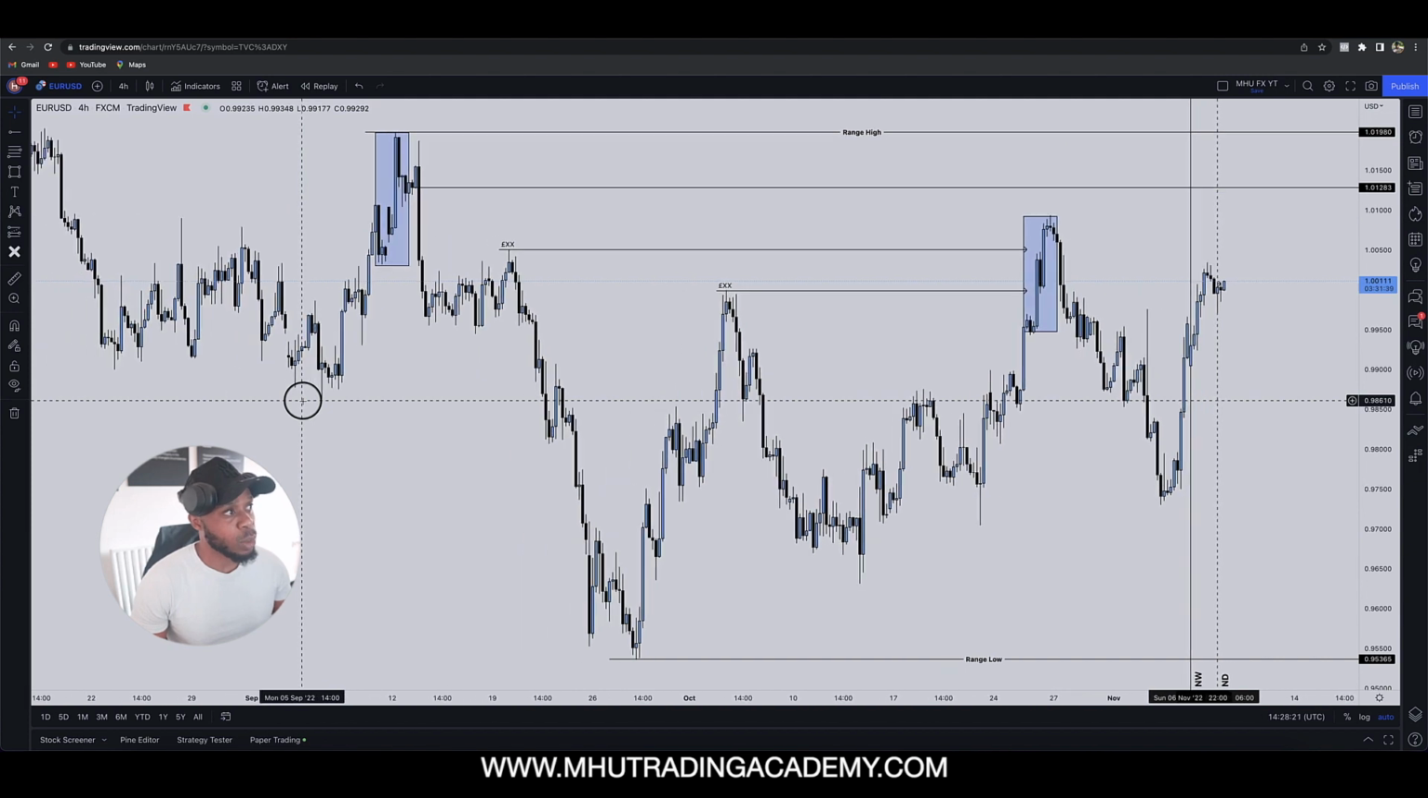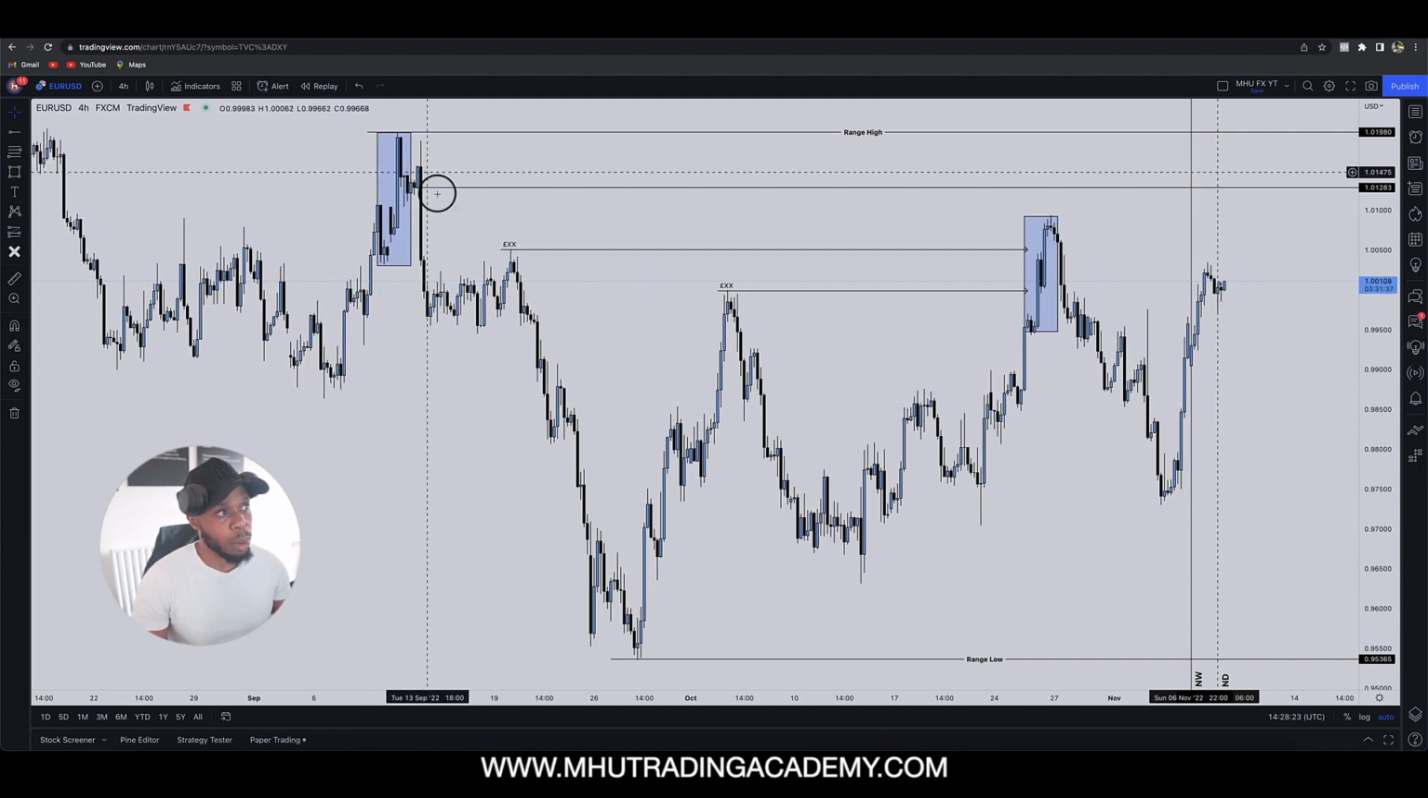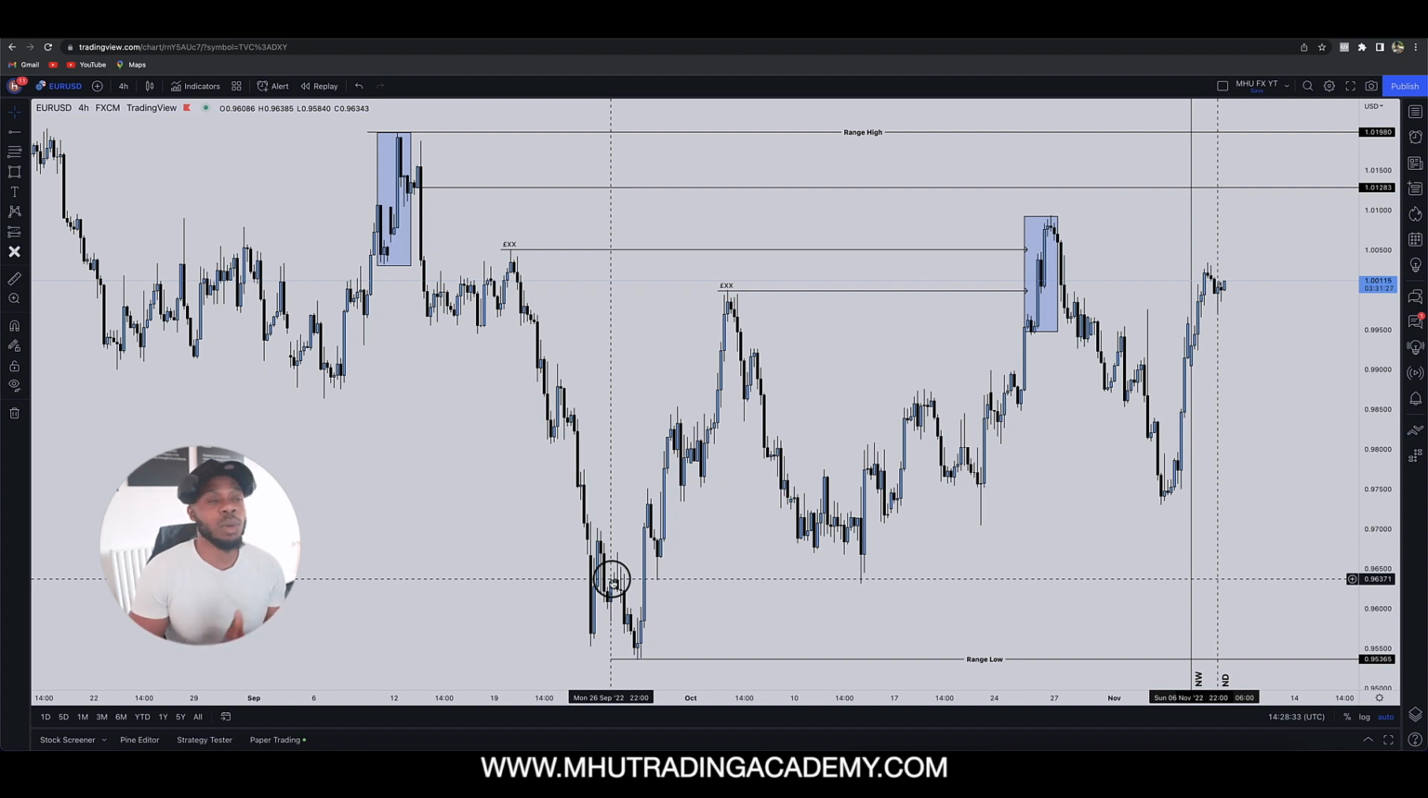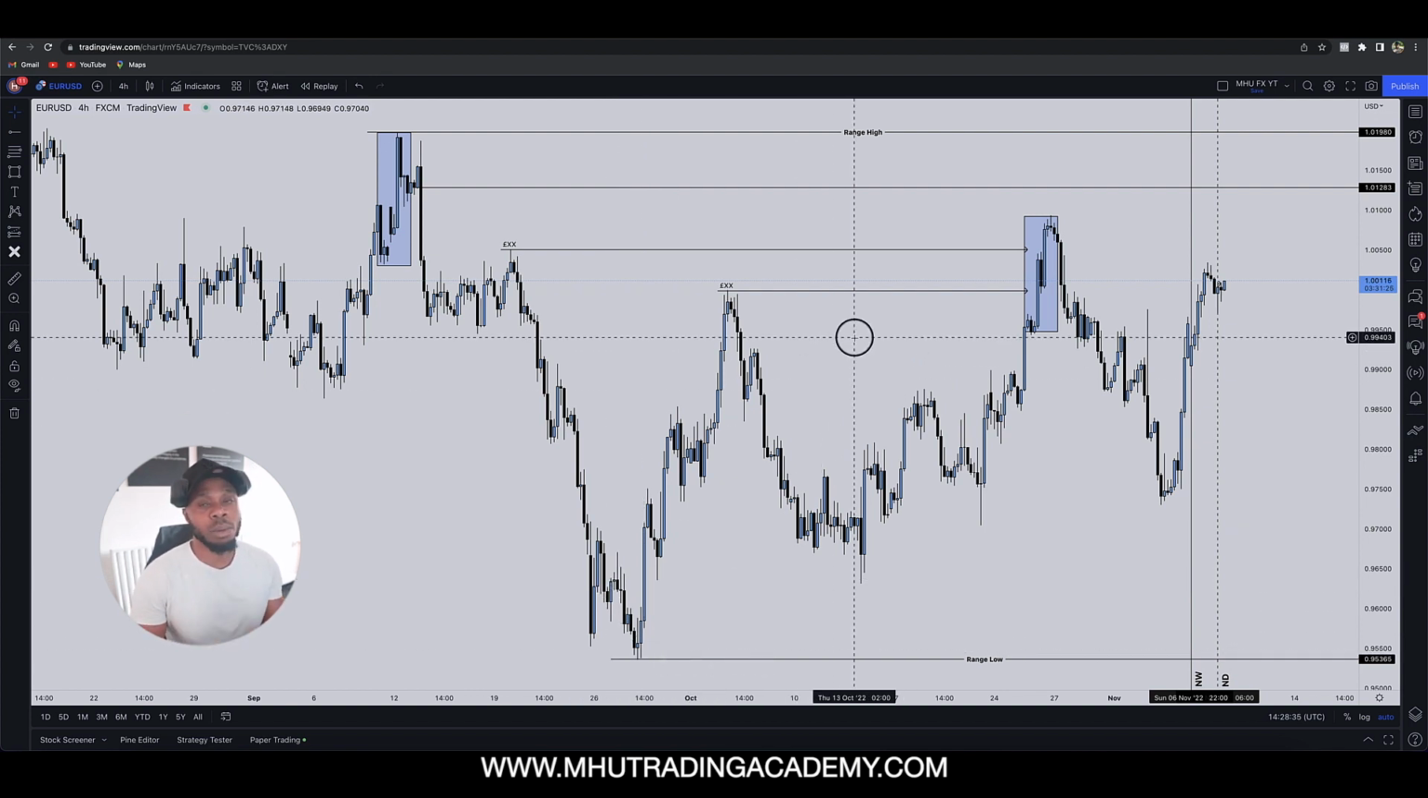And what I like about it as well is that we take out the low. So the moment price trades beneath this low over here, price is in a discount, and then ideally what you want to see is price return up into a premium price before continuing to drop lower. And so that's what it did, return up into a premium price.